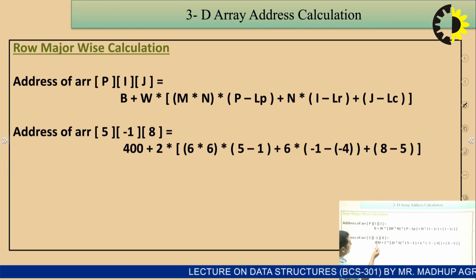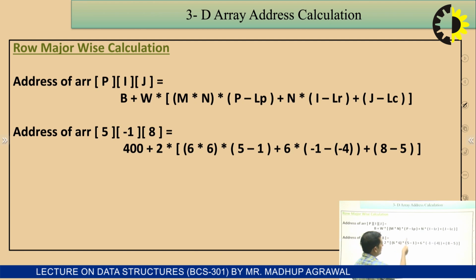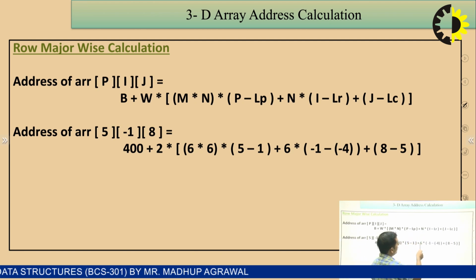Base address 400, W size 2, M is 6, N is 6, desired page 5, LP is 1, and the number of N is 6 into I and J 8, LC 5. We have put all the values here and calculate the address.